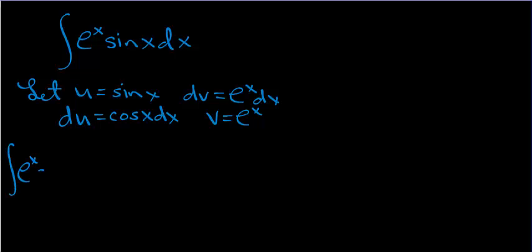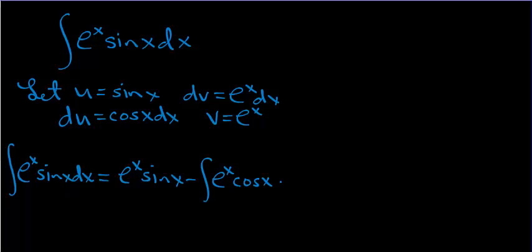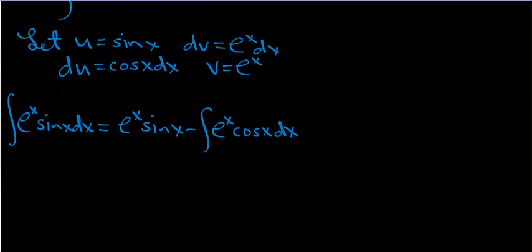So I've got the integral of e to the x sine x, and I've got uv. Here we go: e to the x sine x, that's uv, minus the integral of v du, so e to the x cosine x. Now, it looks like we've not bettered our situation, right? Instead of e to the x sine x, now we've got e to the x cosine x. So, not much better off. But let's just continue on, and let me do this integration by parts again.